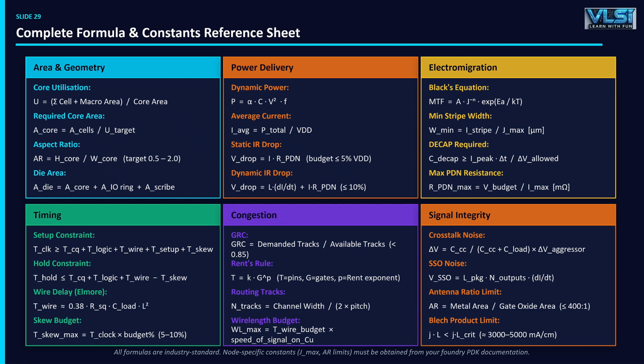Now let's talk about formulas and intuition. Formulas guide you: utilization, cell area, core area. Power equations define current. IR drop is I times R. Electromigration depends on current density. Timing depends on delay RC. Congestion depends on demand versus capacity. But here's the key: you don't just use formulas, you combine them. You predict behavior before running tools. That's when you become an engineer.